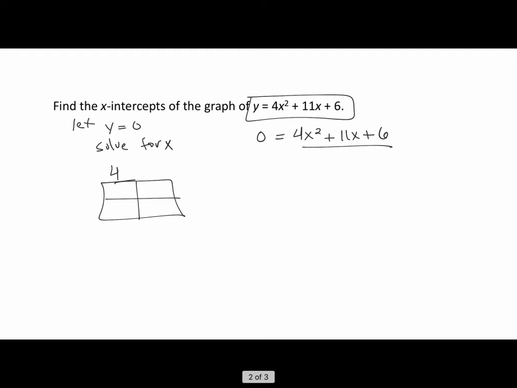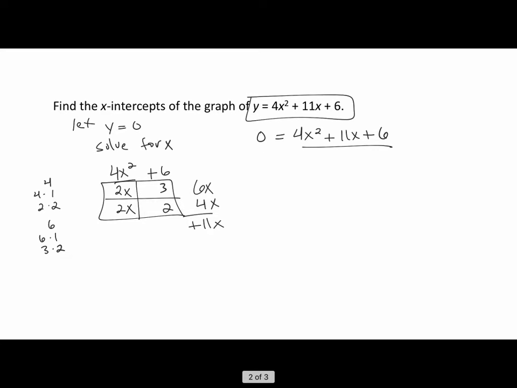We want to look for factors of the first term and the last term that add up to the middle term. So x squared can only be x times x. 4 could be either 4 times 1 or 2 times 2. And 6 could be 6 times 1 or 3 times 2. I like to try the smaller numbers first, so let's see if those work here. A 6x and a 4x. Nope. Those don't work together.